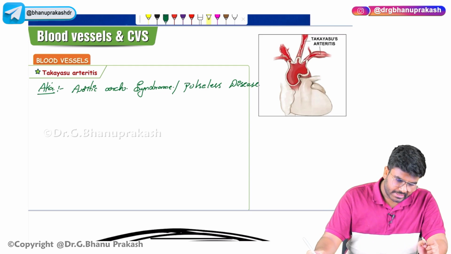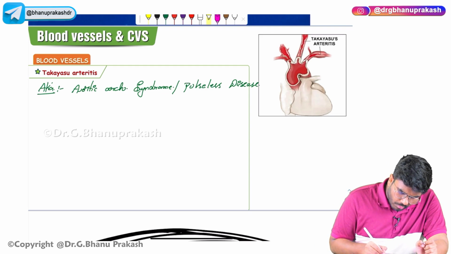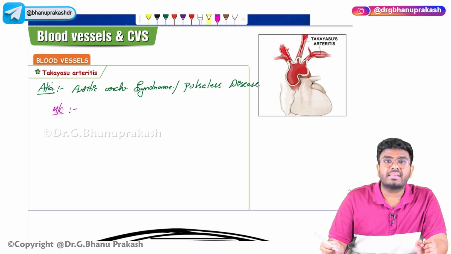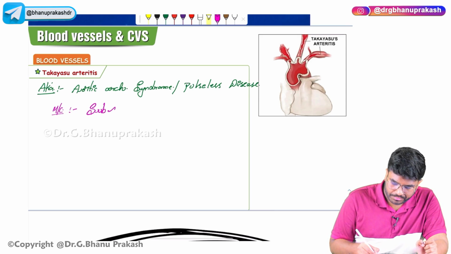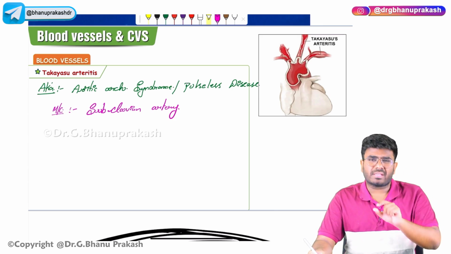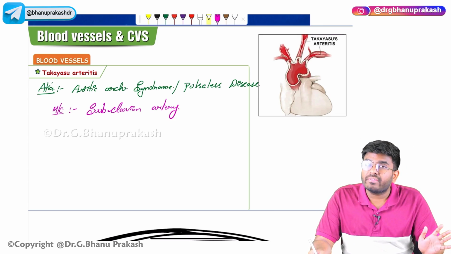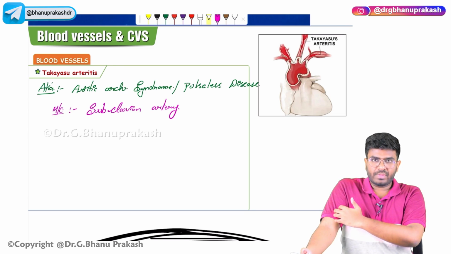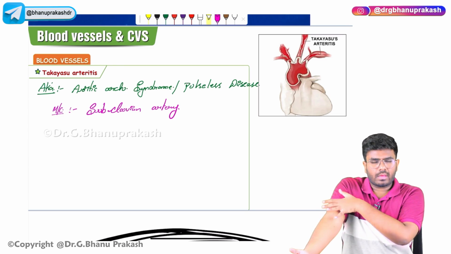Why is it called pulseless disease? I will tell you. The most common blood vessel that is affected is the subclavian artery. The subclavian artery is a branch of the aorta, so the inflammation is now spreading to the subclavian artery. We know that the subclavian artery divides into different branches and forms the blood vessels of the arms, right?